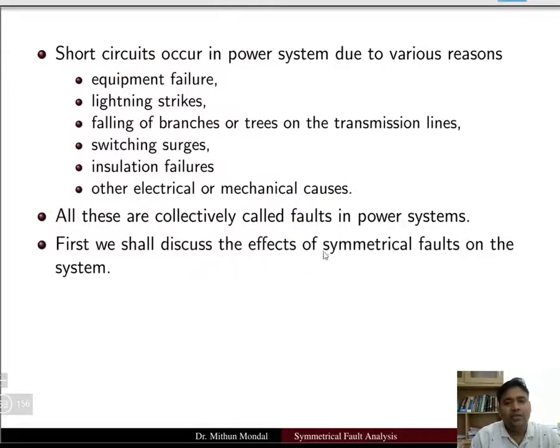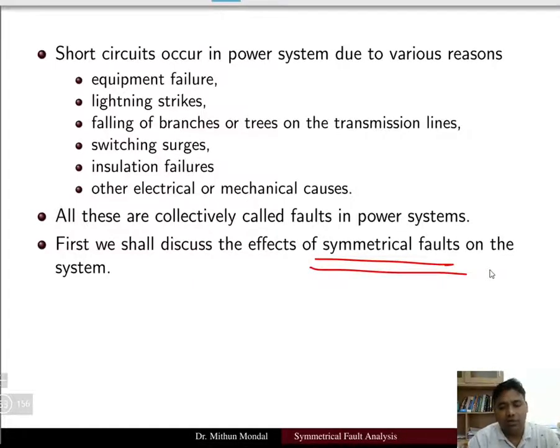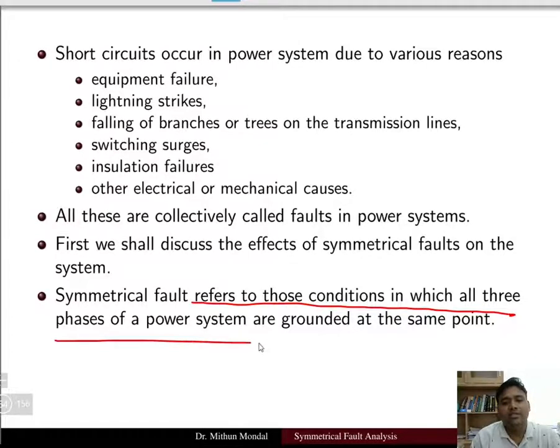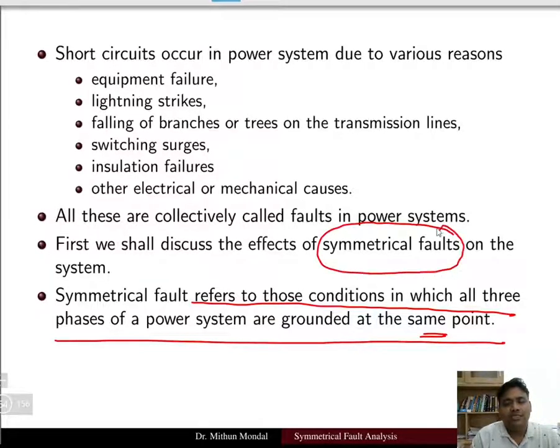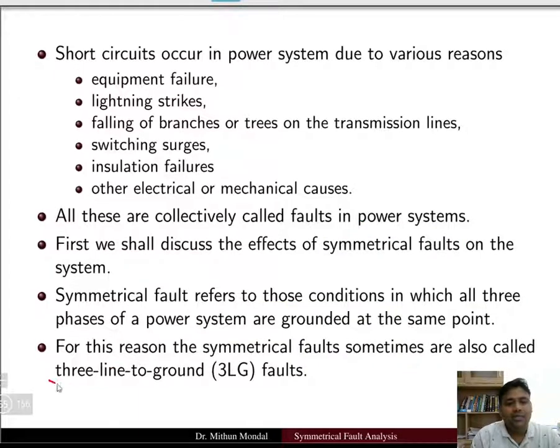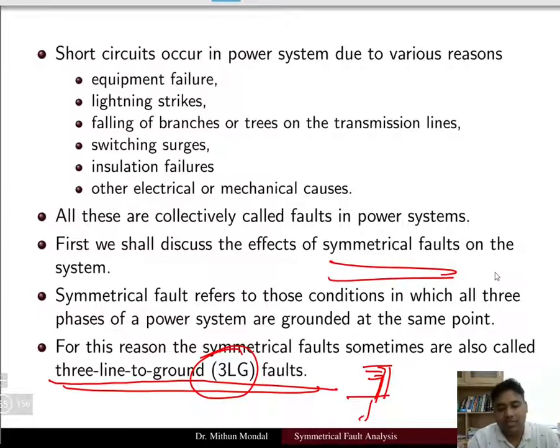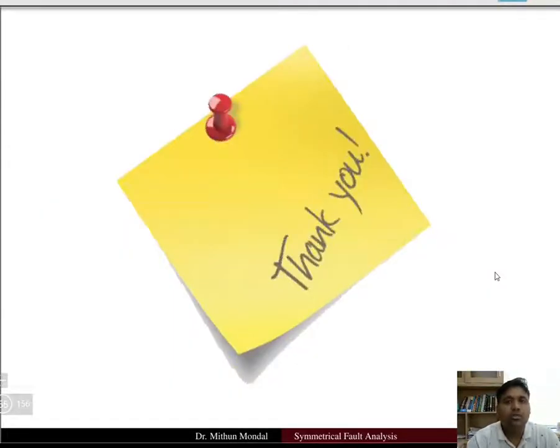So in this chapter we are going to cover symmetrical faults alone. Symmetrical fault refers to those conditions in which all three phases of a power system are grounded at the same point. This is basically the three line to ground fault. Wherever all three lines are shorted to the ground, it is known as a three line to ground fault, and it is basically a symmetrical fault, and that we are going to cover in this particular chapter.